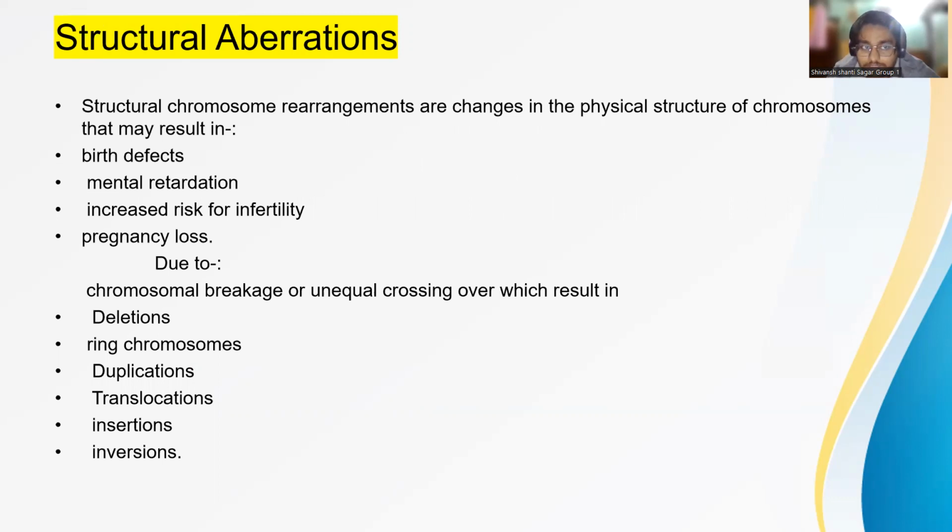which may result in defects such as mental retardation and increased risk of infertility. Abortions or miscarriages can be seen in these cases, and chromosomal breakage or unequal crossing over results in forms such as deletion, ring chromosome, duplication, translocation, inversion, and insertion.